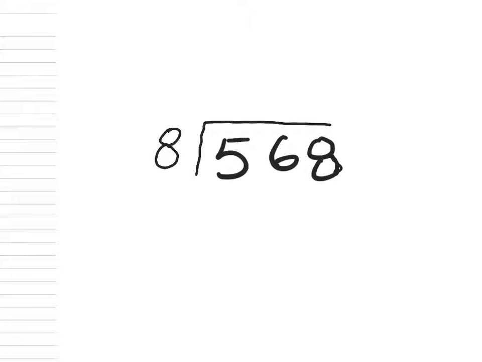Yes, ma'am. Okay, I'm not good at this, but I wouldn't do 8 divided by 5. I would do 8 divided by 56. Okay, why would you do that? I agree with you. Why would you choose that? 8 does not go into 5. It goes in there 0 times, but it does go into 56. How many times does it go into 56? 7 times. It goes in 7 times. So I write that 7 right up there.